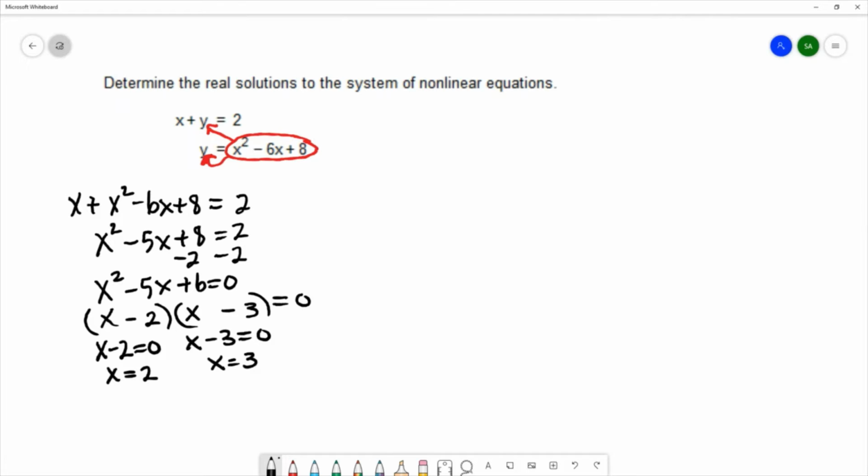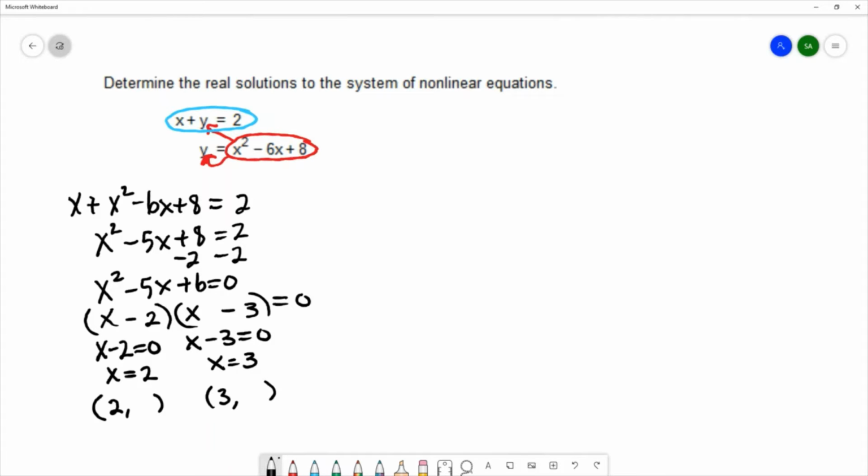Now, solutions to systems of equations are going to be ordered pairs. And so I only have the x-coordinate of this ordered pair and the x-coordinate of this ordered pair. I need to find the y-coordinates. So I'm going to substitute. It might be easier to use this equation because it's less complicated.